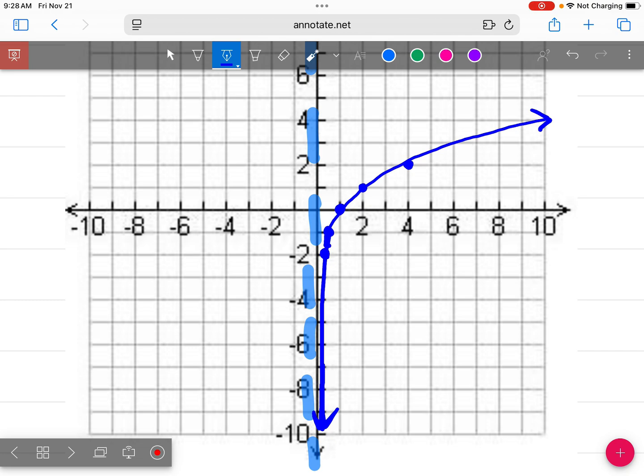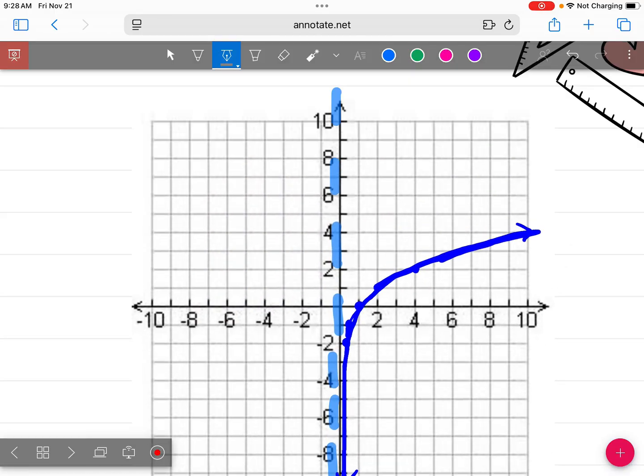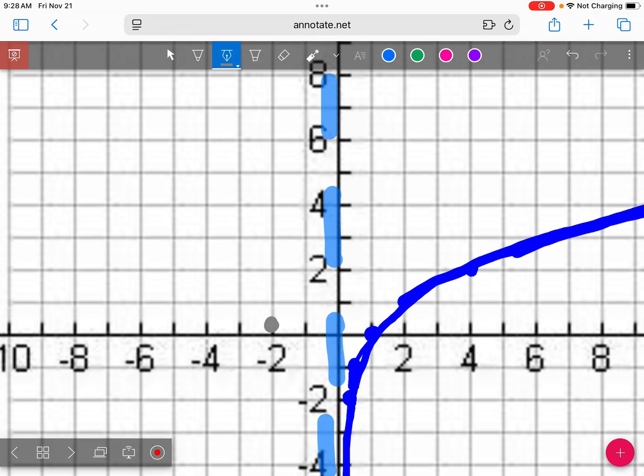So this is what our log base 2 of x looks like. This is our inverse of that 2 to the x. I'm going to sketch the 2 to the x up here fairly light so we can see it and see what we're looking at here. This would be that exponential function of 2 to the x.